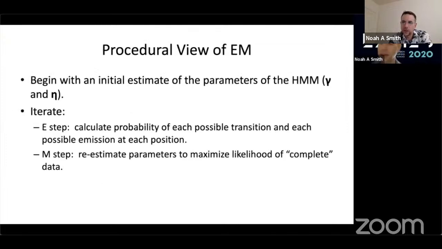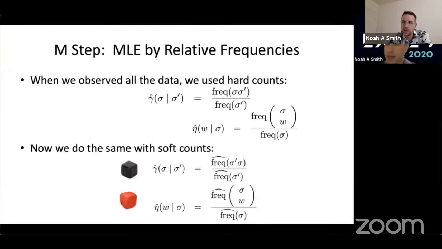Okay, so back to the high level. That was the E step. Let's talk about the M step. The M step is analogous to the supervised case where we had observed hard evidence for events at every time step. So at the top of the slide, you see the hard counts. You renormalize the frequencies of state transitions and state word emissions.